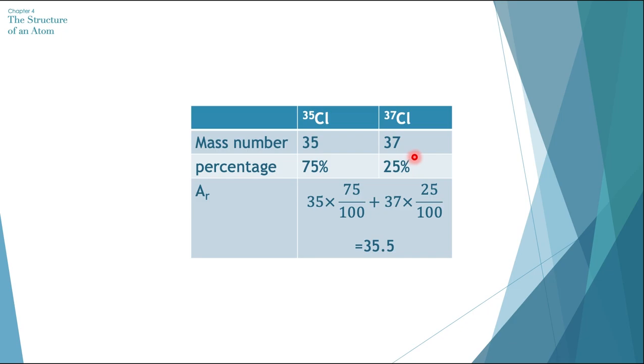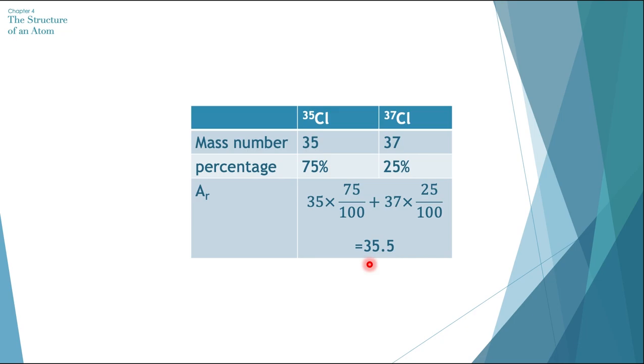And we do the same thing with the other atom. Multiply the 37 with 25 and divide by 100. Then we add both of the values and what we get is 35.5. So the atomic mass of chlorine is 35.5. You can see this in the periodic table. The relative atomic mass is given as 35.5.